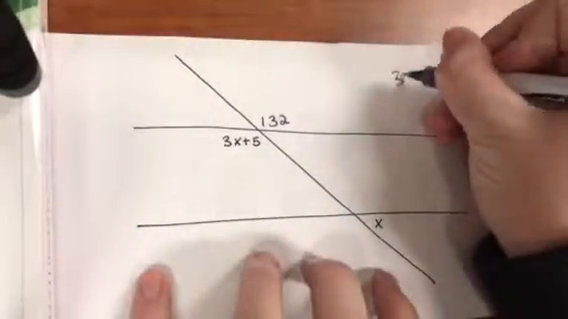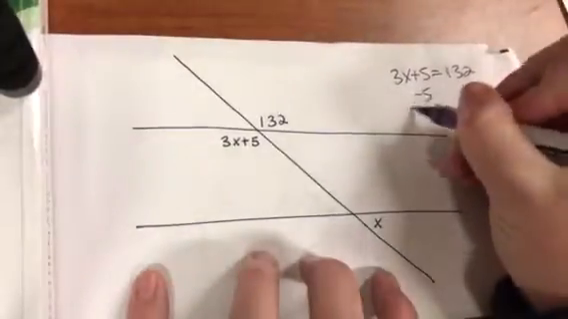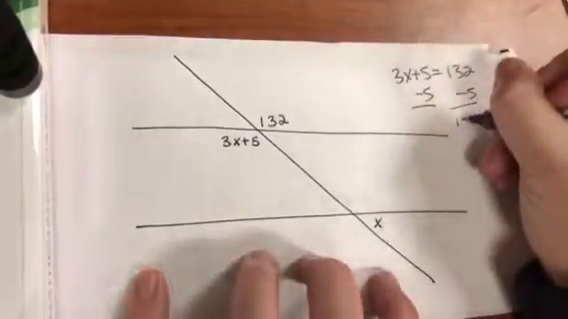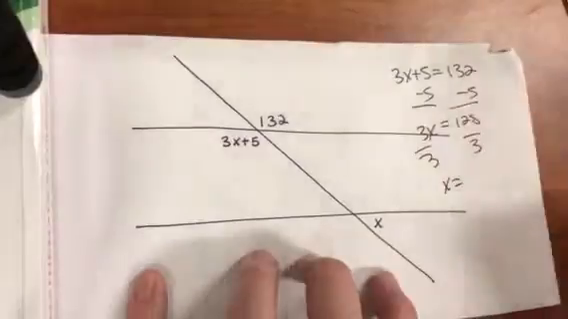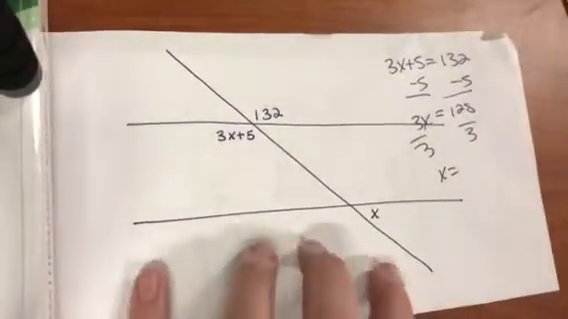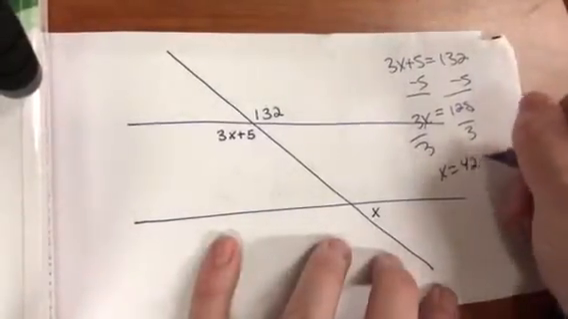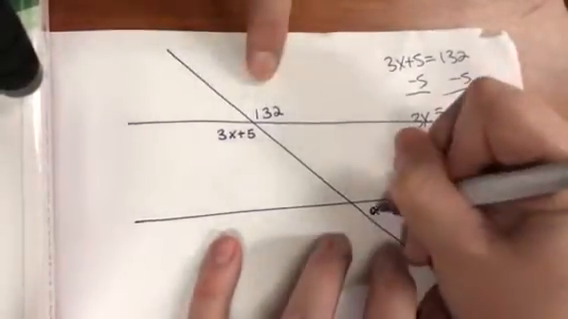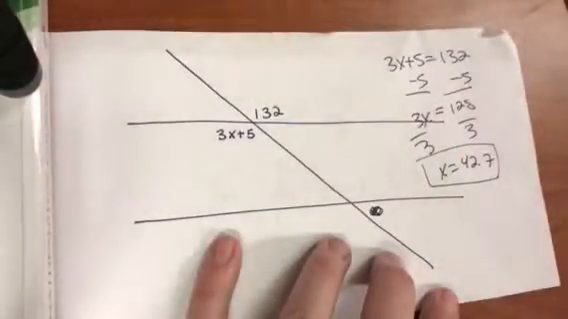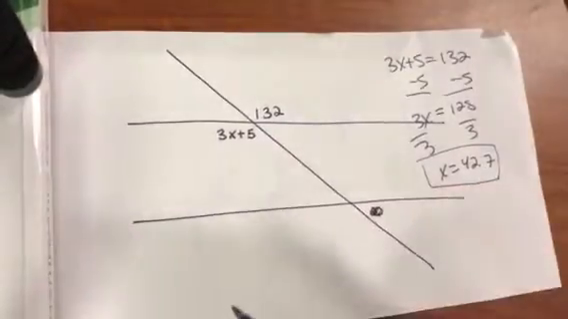So does that mean I can say 3x plus 5 equals 132? Yes. So subtract 5. 132 minus 5 is 128 equals 3x. Divide by 3. 128 divided by 3 is 42.7, so x equals 42.7 rounded. Can we test it? We can. If we plug it in, what is 3 times 42.7?